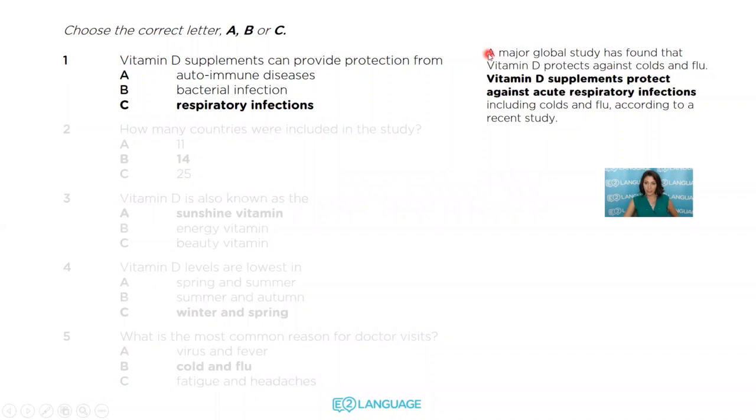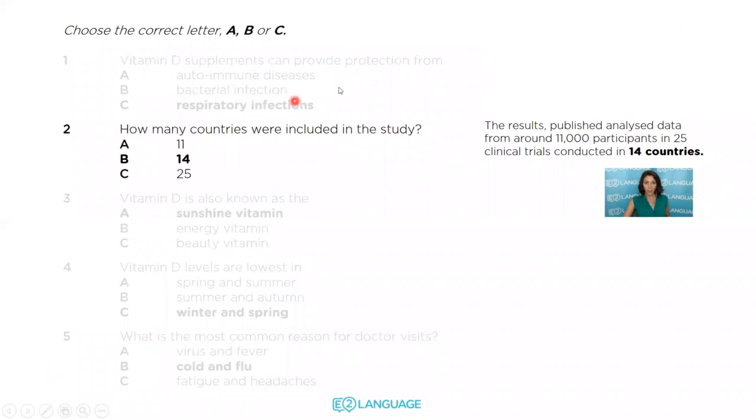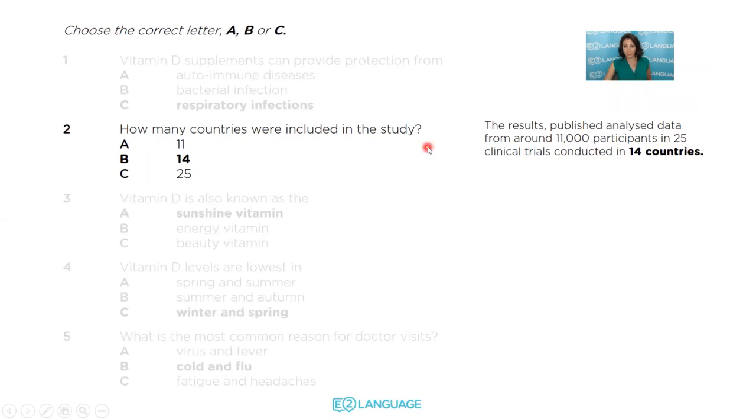The first thing the speaker says is a major global study has found that vitamin D protects against cold and flu. Vitamin D supplements protect against acute respiratory infections. So respiratory infections was our answer. They don't mention anything about autoimmune disease, and they don't mention anything about bacterial infection. Question number 2. The speaker actually mentioned all of those numbers. The results published analyzed data from around 11,000 participants in 25 clinical trials conducted in 14 countries. So B is our answer.